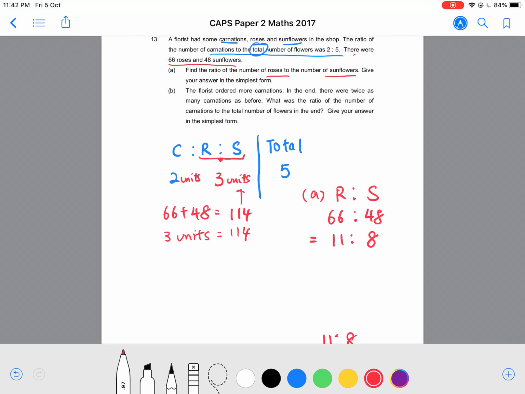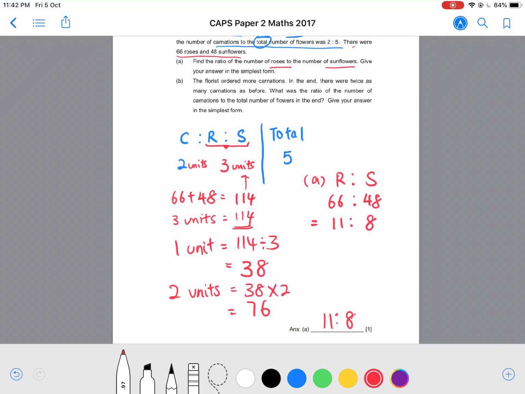So part B, we were saying that there's a total of 114, and this 114 is for roses and sunflower. Okay, the florist ordered more carnations. In the end, there were twice as many carnations as before. So let's find out how much is carnation. How many carnations are there in the first place? So 1 unit would be 114 divided by 3, which is going to be 38. Carnations is actually 2 units, right? So carnations would be 38 times 2, which is 76.